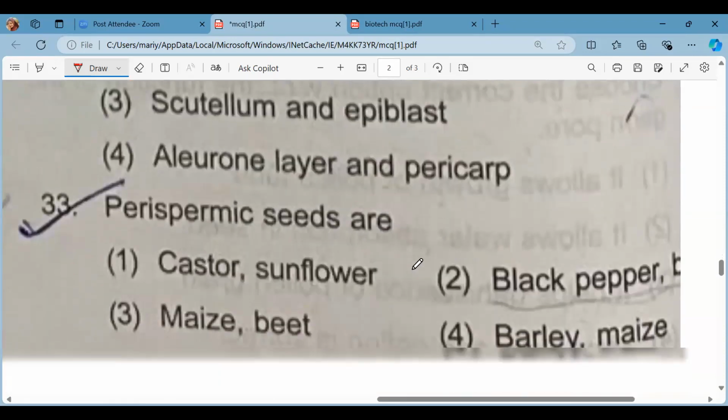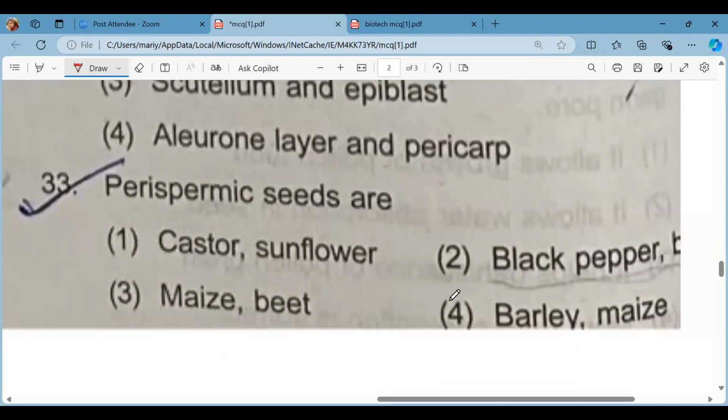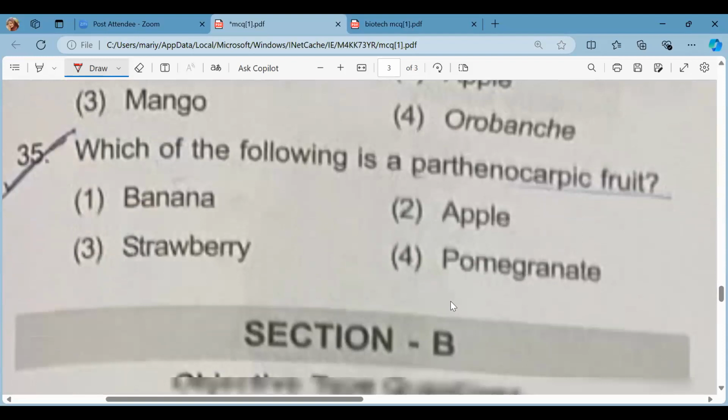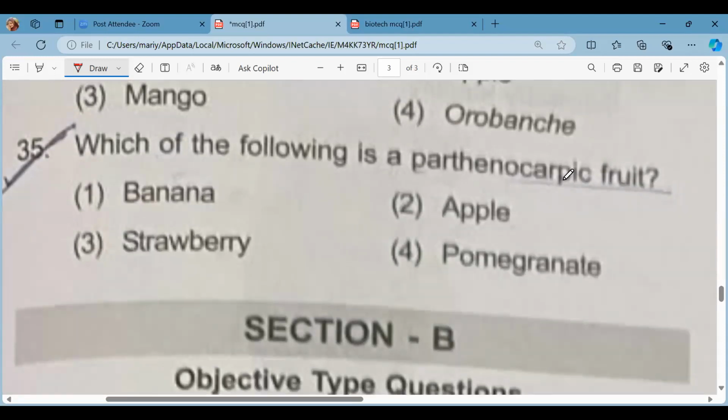Now then comes the perispermic seeds. Perispermic seeds are those seeds that have persistent nucellus. Black pepper. Very good, exactly. Now see this: which one of the following is the parthenocarpic fruit, an artificially synthesized fruit? Banana. Correct.